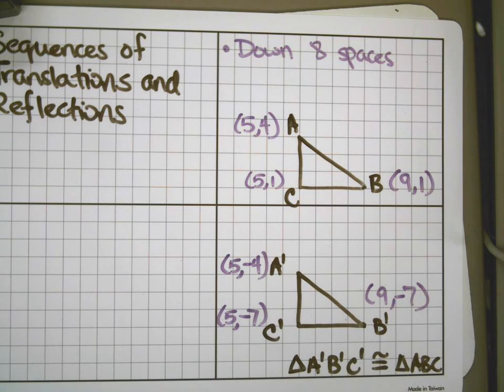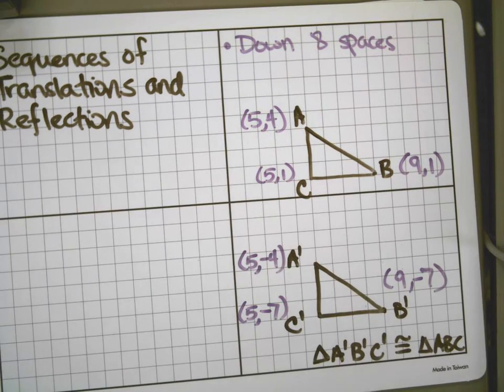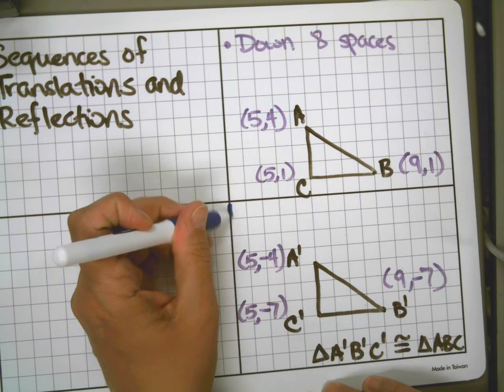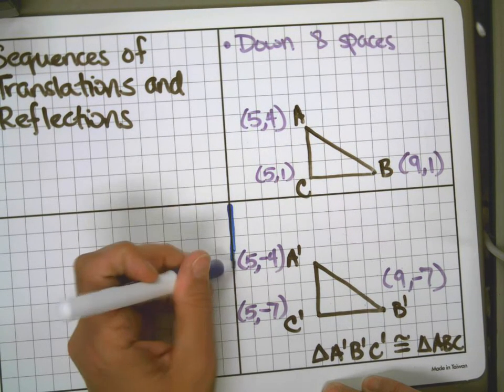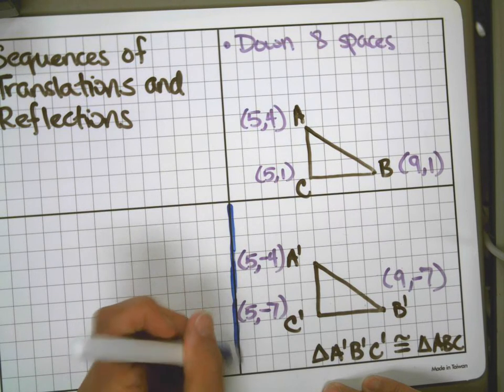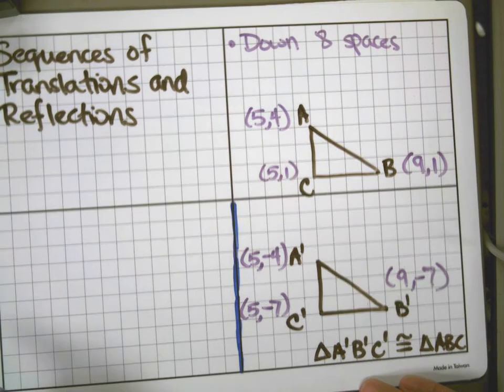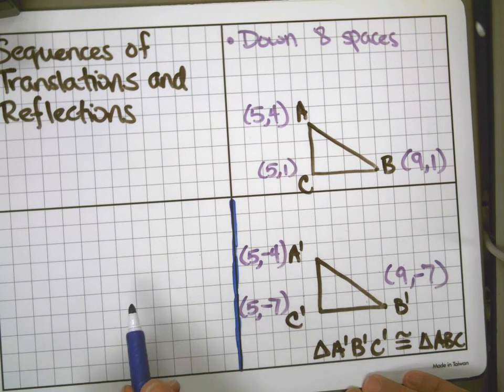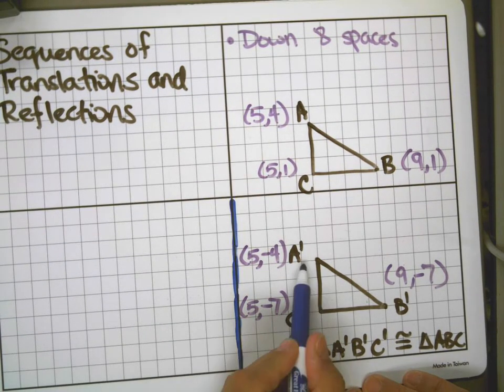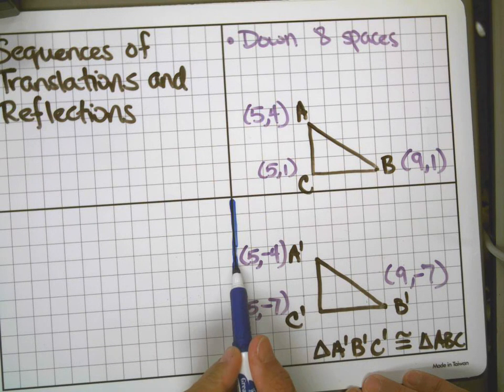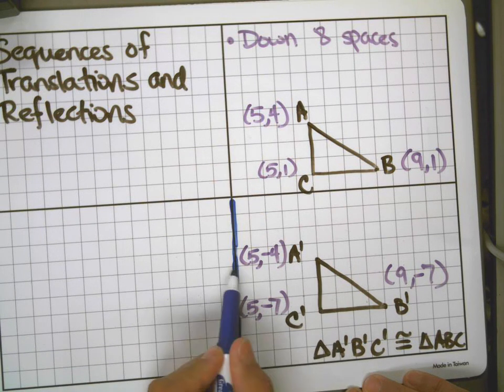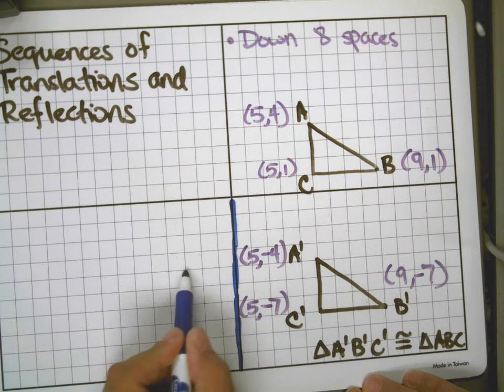Now, since this is sequences of translations and reflections, I could also reflect it. And let's say I want to reflect it over the y-axis. So this would be basically like where my mirror image would be, my line of symmetry. I'm going to go across the y-axis. When you reflect, all of your points stay the same distance from that line. So this is 1, 2, 3, 4, 5. The distance is 5, so the distance this way needs to be 5. So 1, 2, 3, 4, 5.